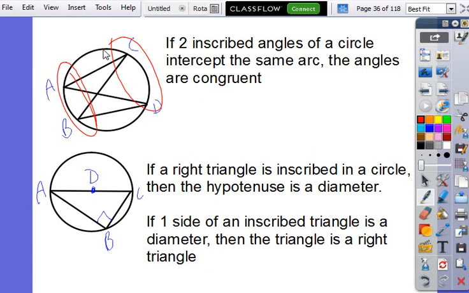If I see a diameter, what does that automatically tell me about that? You got to have a right angle. If I see a right angle, then what does that mean? That's 180. You got to have a diameter. It's got to be 180.